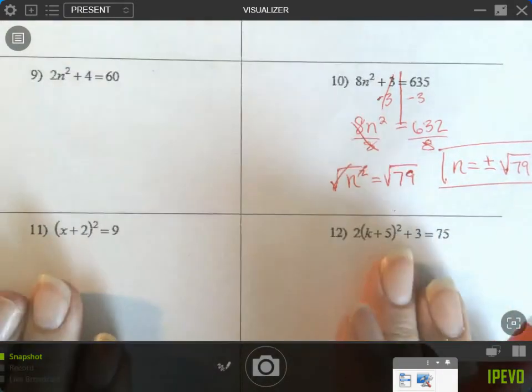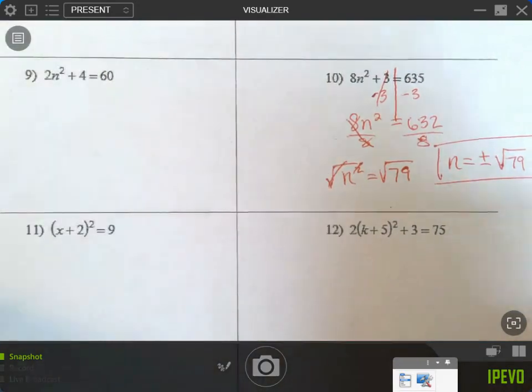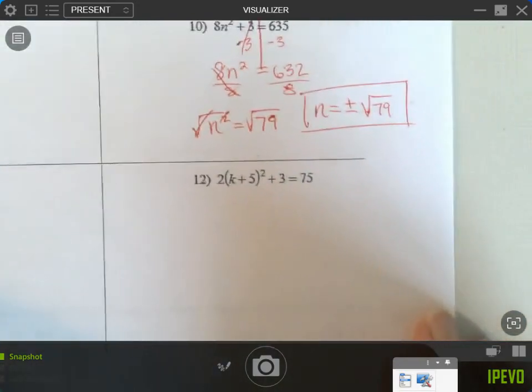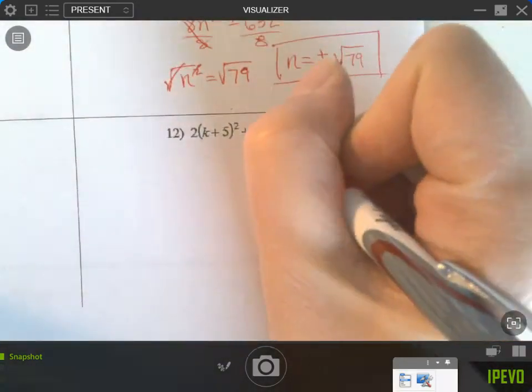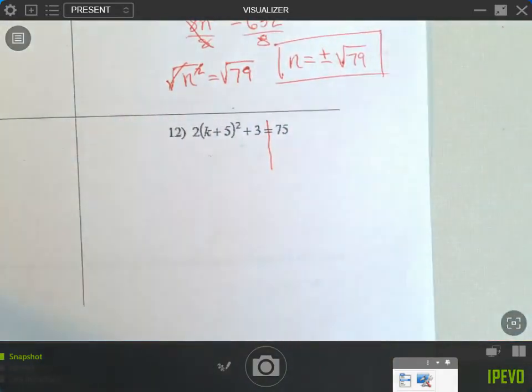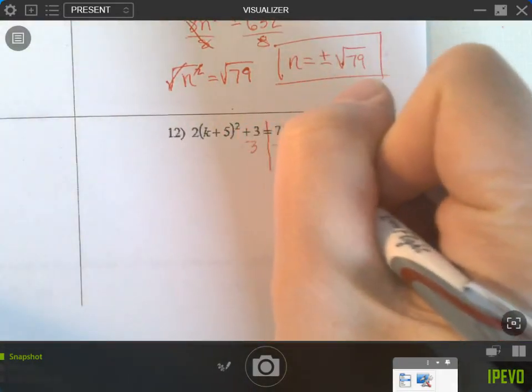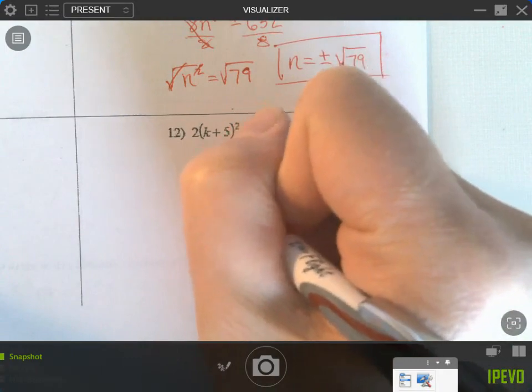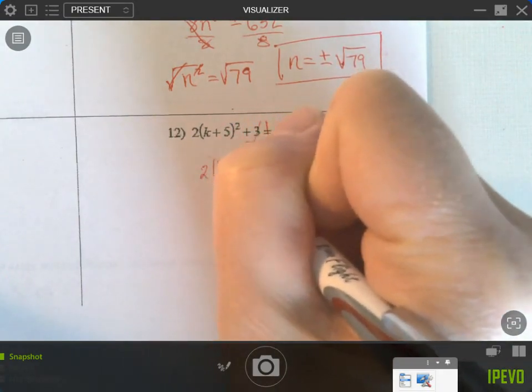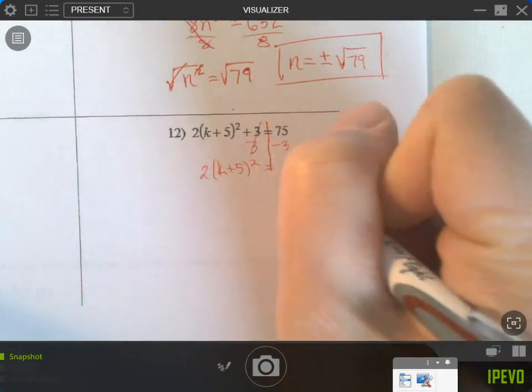So out of these two, let's do number 12 together. Good? So what do you want to do first? Okay, I want to subtract 3. I'm with you. Get rid of addition or subtraction outside those parentheses. Hold on. And I should get 72 here.